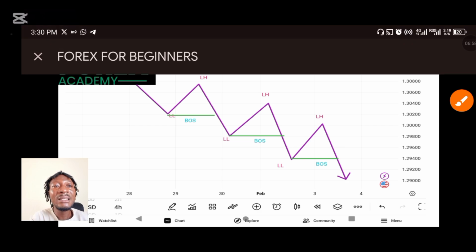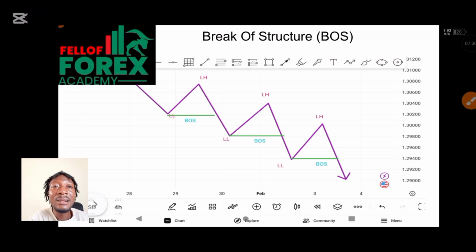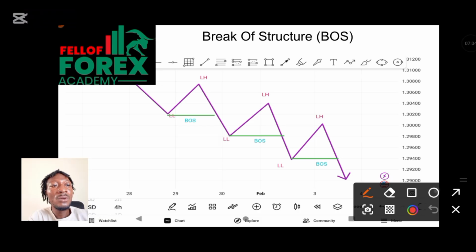So in a downtrend scenario, we look for sell opportunities. Now whenever price breaks a structural low in a downtrend, a lower low, that's where we call it a break of structure. Whenever price breaks that zone, we call it a break of structure. Now there is something that happens at times.